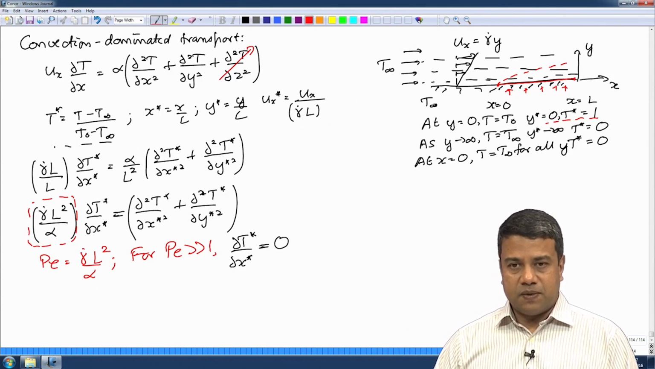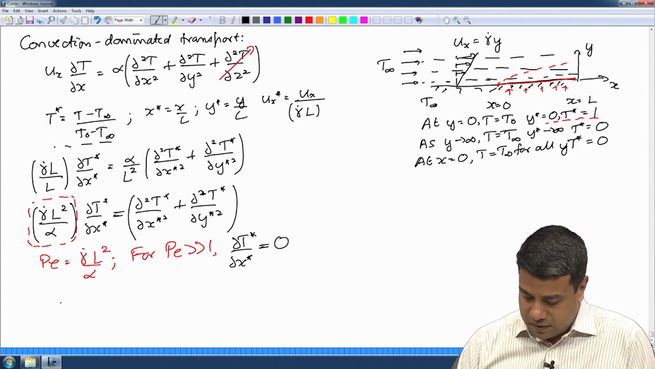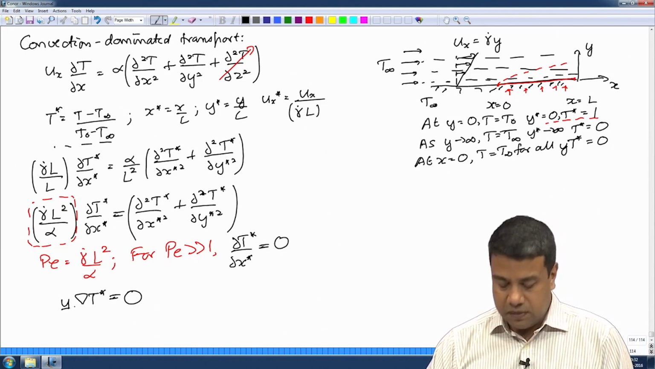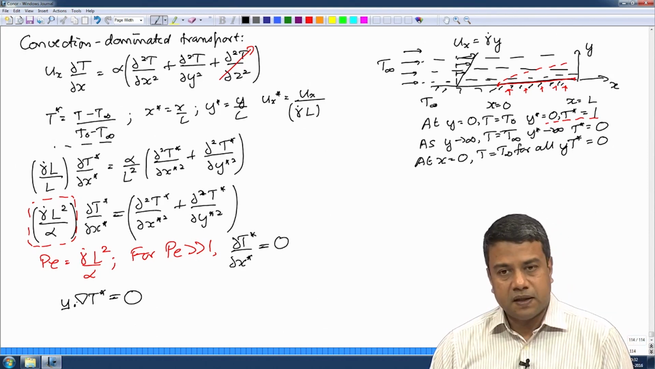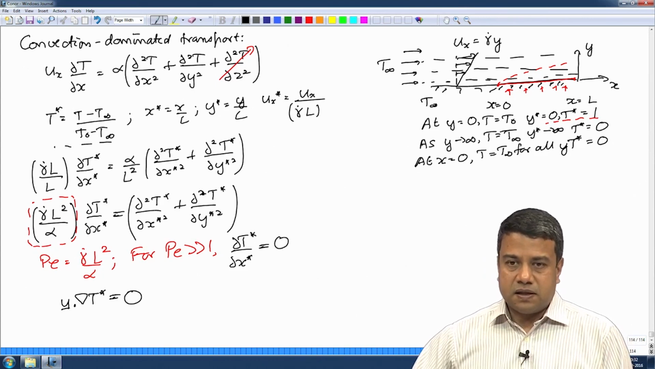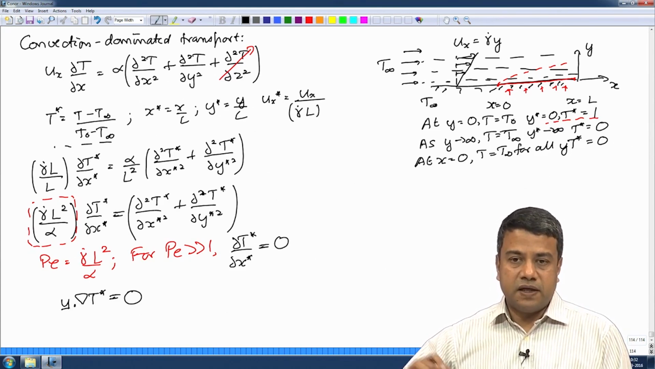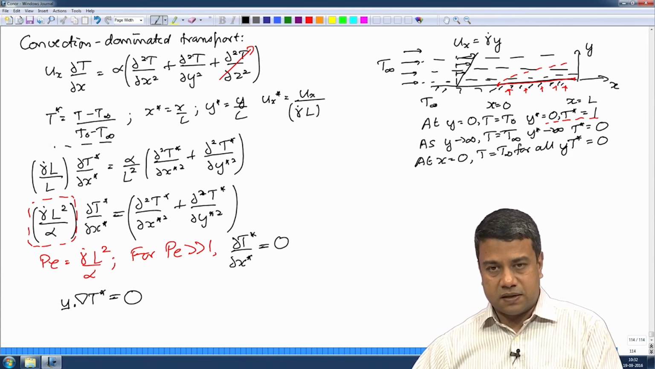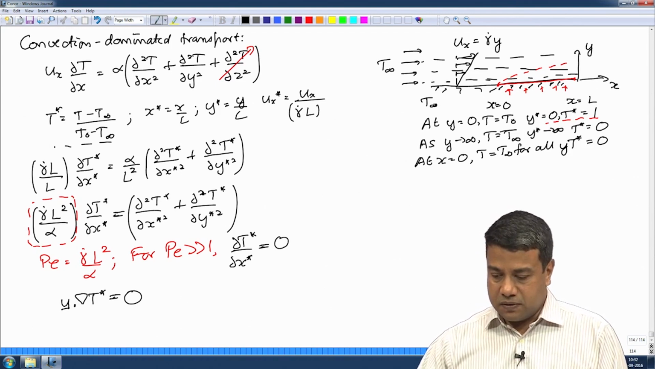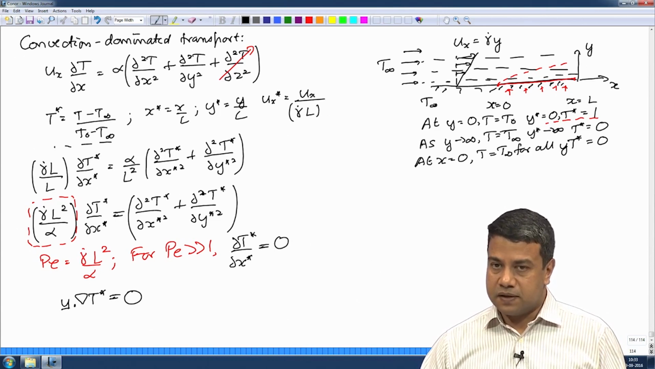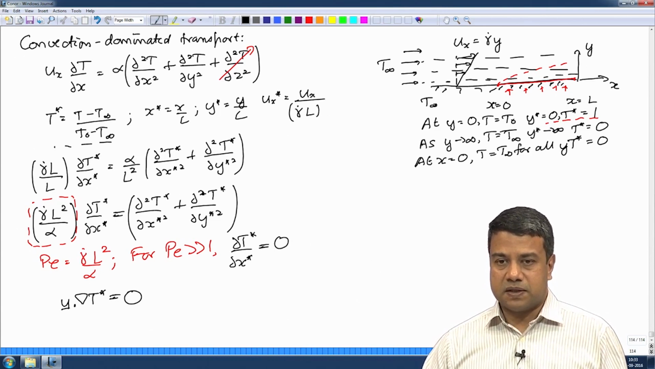In fact, in the high Peclet number limit, the equation just reduces to u dot grad T star equal to 0, if I neglect the diffusion terms. Grad T star is the variation in T star along a particular direction. U dot grad T star is the variation in T star along the direction of the velocity. Therefore, if u dot grad T is equal to 0, there is no variation of the temperature along the fluid streamlines. Therefore, the temperature is a constant along the fluid streamlines.